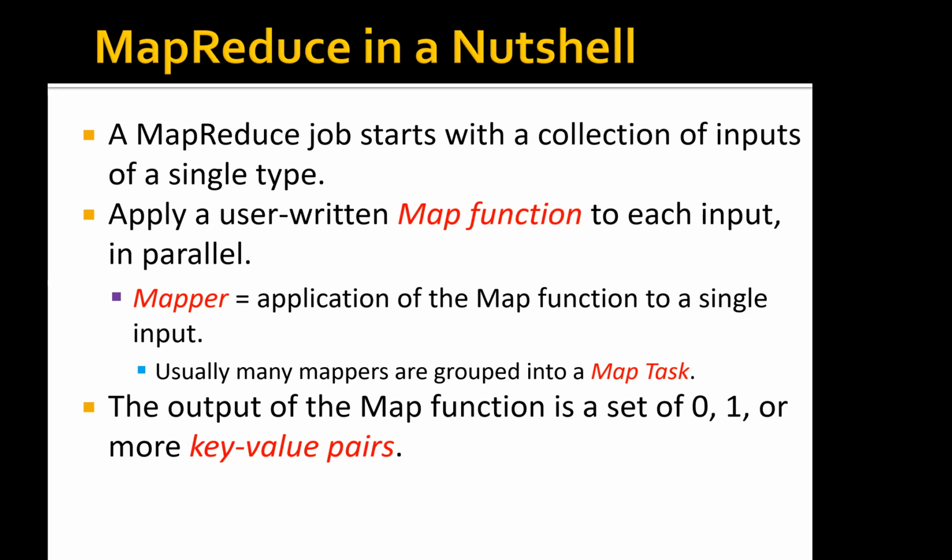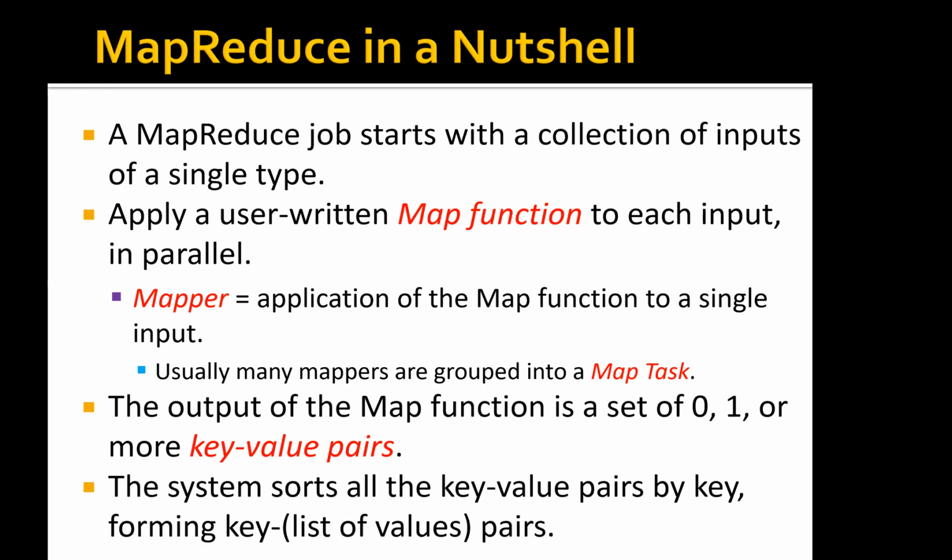Okay, then the map function is written so that in response to any input, you get some number, could be 0 or 1, or lots of key value pairs. Key value pairs are of a new type. Then behind the scenes, the programmer doesn't have to touch this. The system will take all the key value pairs that are generated by all the mappers, and it sorts the key value pairs by key, and then forms all the values associated with a given key into a single object that is a list of values.